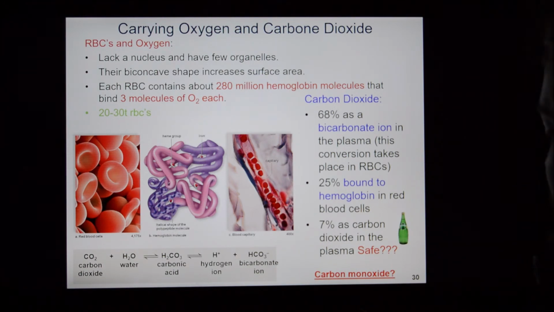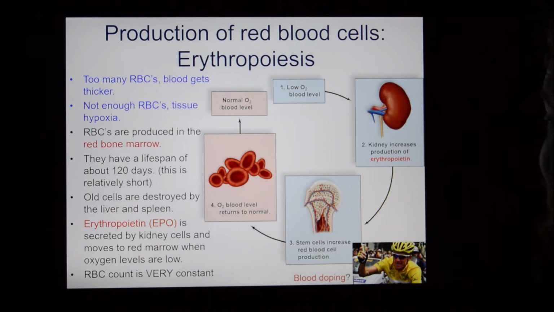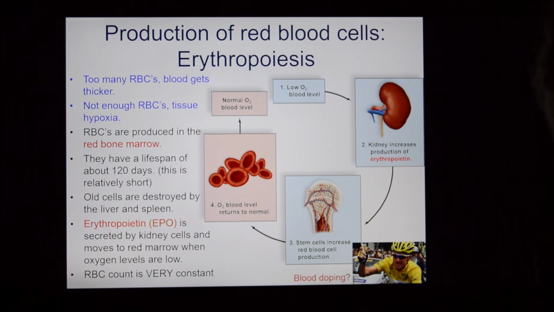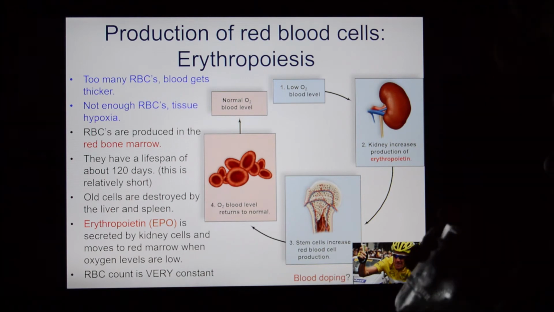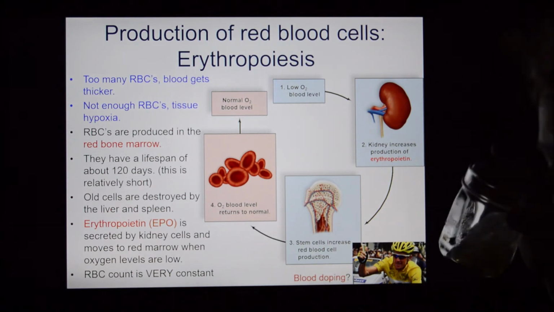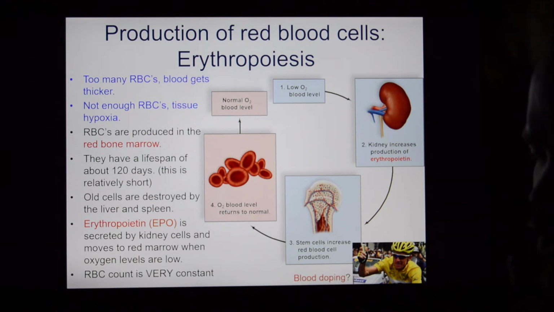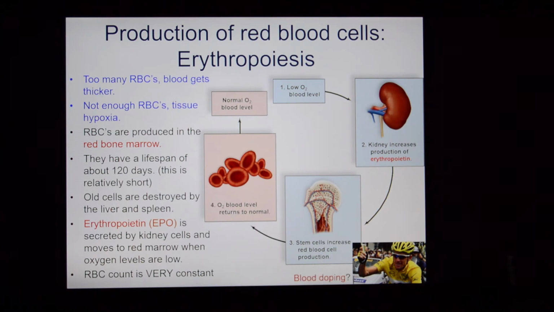Terrible. Production of red blood cells is called erythropoiesis. So your kidneys actually determine the amount of red blood cells in your body. Let me say that again. Your kidneys determine how many red blood cells your body carries. They do this through the secretion of a hormone called erythropoietin. All right, erythropoietin. So this is what happens.